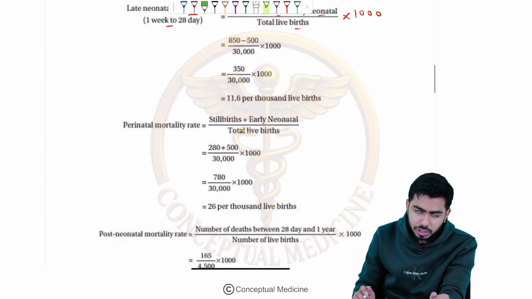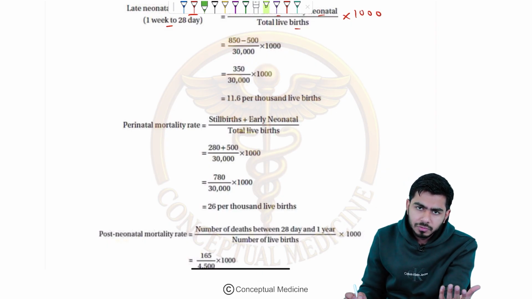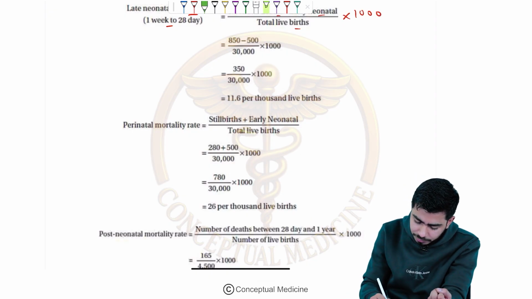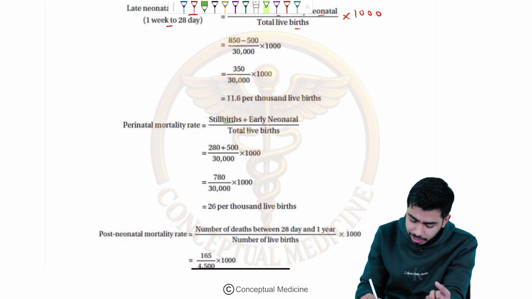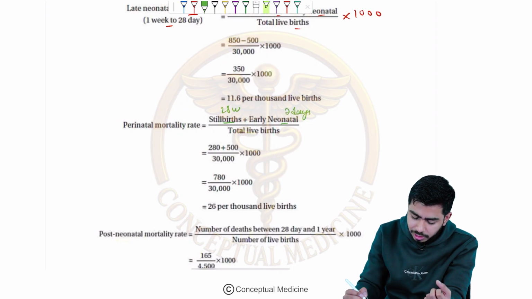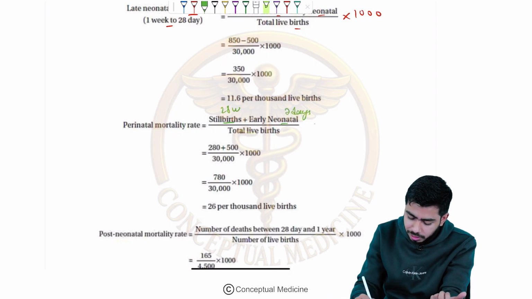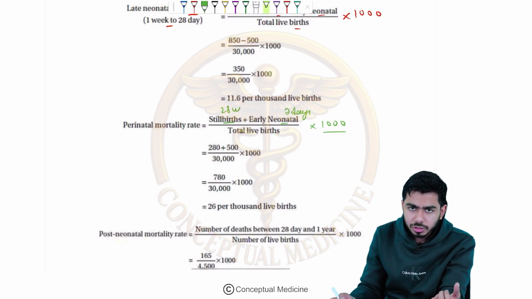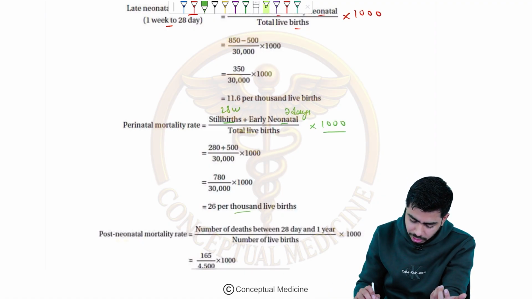What about the perinatal mortality rate? We know what the perinatal period is, right? From 28 weeks of gestation to the 7 days of life. So over here, we will be calculating the stillbirths, 28 weeks, and the early neonatal deaths, 7 days. That is divided by total live birth, multiplied by 1000. So that's how you will be getting per 1000 live birth, right?